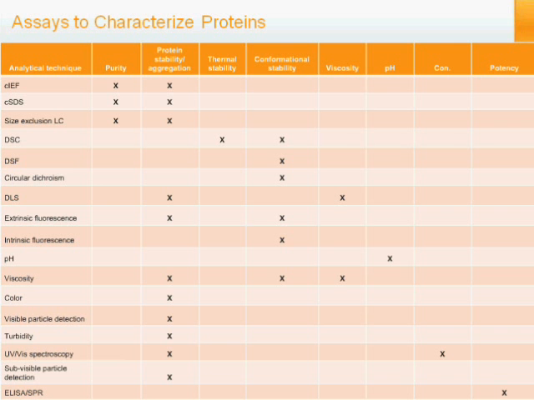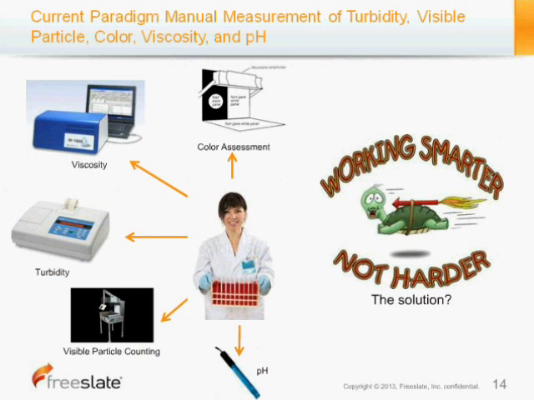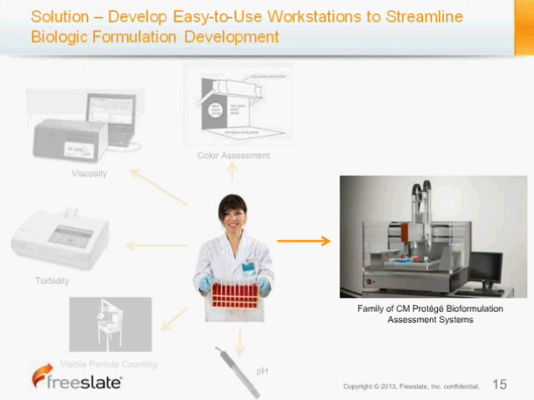Freeslate decided to focus on pH, viscosity, color, particle counting, and turbidity because those assays are predominantly all manual, and they're typically performed in a serial fashion on individual instruments. And so what we did is develop a platform that would take these different assays and automate them. So the goal was to come up with a solution that really frees up scientists from these assays so they can actually do more productive things. And that solution that we came up with was the Protégé Bioformulation Assessment System.